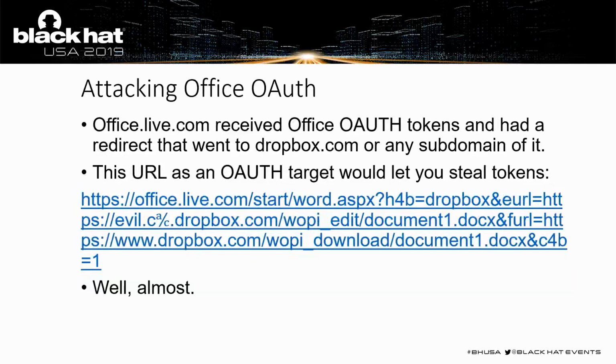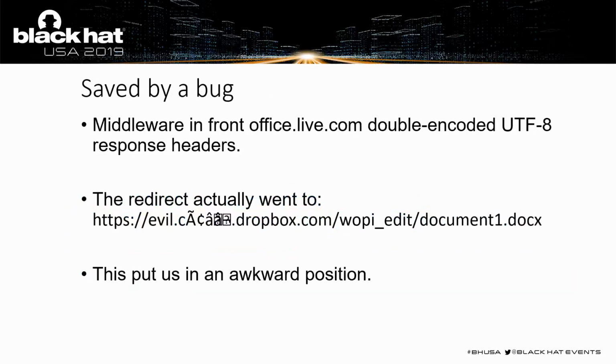And that's where the token got forwarded to. Except this didn't quite work because we were lucky. It turned out that some of our middleware had a UTF-8 double encoding bug, so that any UTF-8 response header actually got UTF-8 double encoded. And so that redirect actually went to evil.c and a bunch of garbage.dropbox.com. And it turns out that browsers wouldn't even do that. But this put us in kind of an awkward position. This meant we had a bug in our middleware that we couldn't allow to be patched on our middleware until we fixed Edge and IE. So we actually had to monitor the patches for our middleware to make sure that we didn't accept a patch where it got fixed until we fixed our stuff.